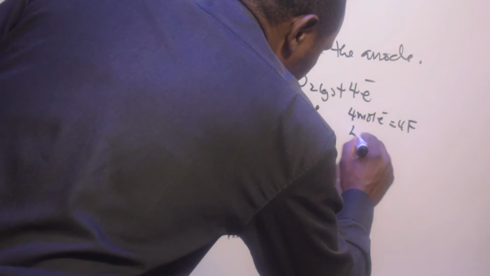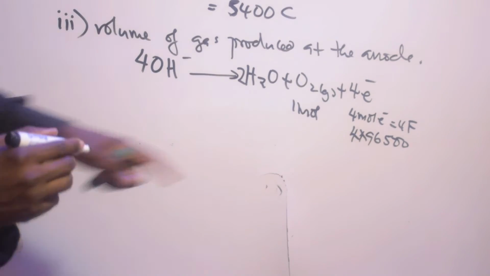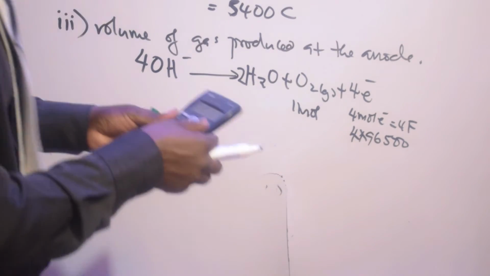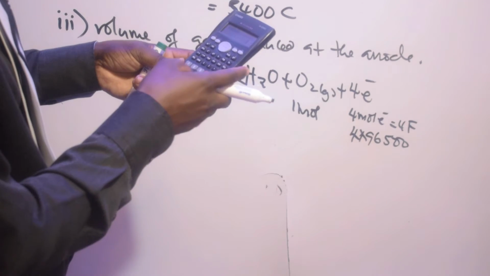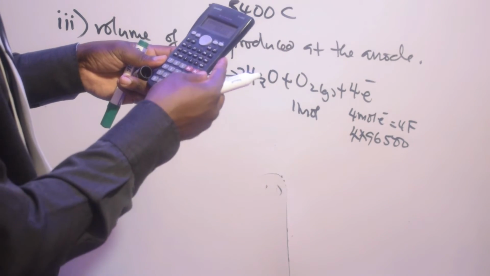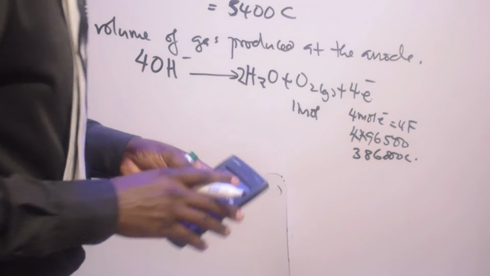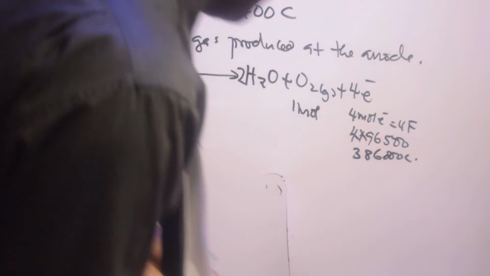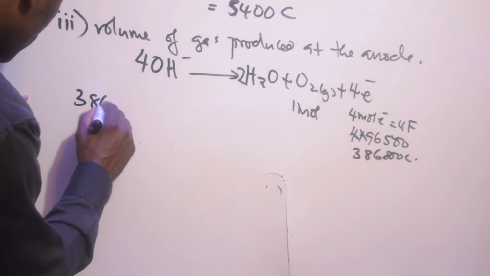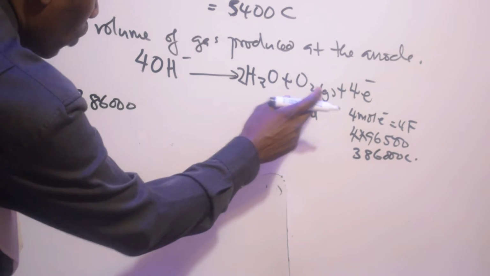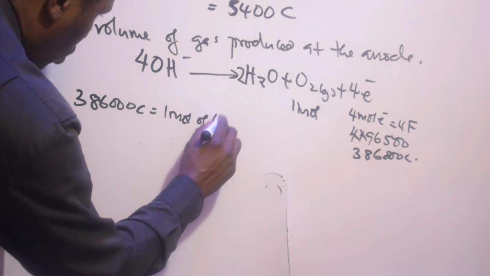Now, 4 farads is equivalent to 4 times 96,500 coulombs. Look at that. Working this out again, 96,500 multiplied by 4 gives you 386,000 coulombs. Now, what does this mean? Let's get now to the calculations. This means that for me to form 1 mole of oxygen gas, I require this amount of electricity.